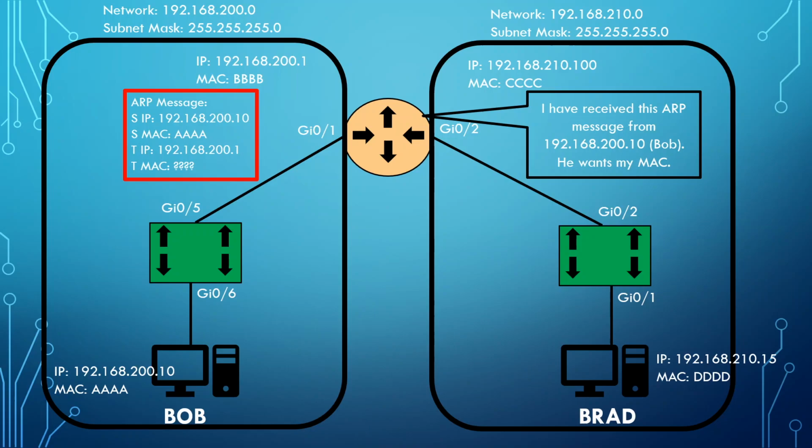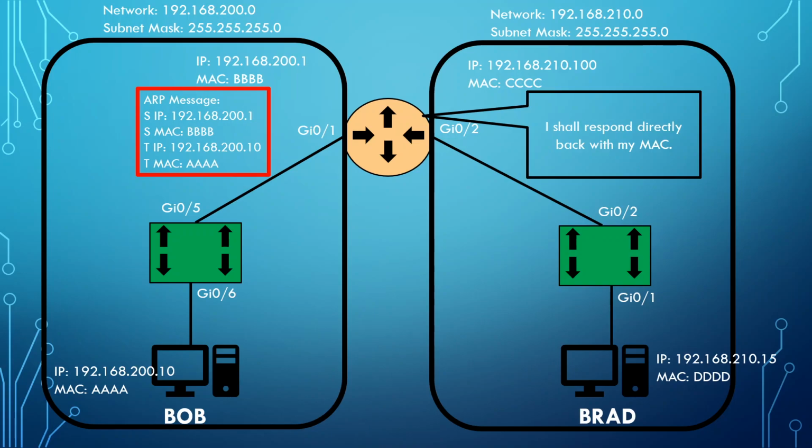So the router thinks, okay, I've received this ARP message from Bob. He is using IP address 192.168.200.10. Looking at this message, he wants to know my MAC address. So now I shall respond directly back to Bob, and this time this is what we call an ARP reply message. I'm going to list my MAC address as the sender MAC. So in this case, the router lists its IP address as the sender IP, its MAC address as the sender MAC, and the target IP and target MAC address are Bob's IP and MAC address. Even if the default router didn't know Bob's MAC address, it does now because of the original ARP request that the default router received.